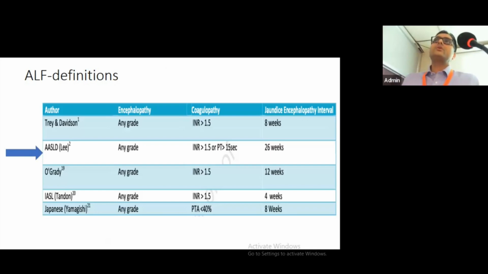So if you do not want to get confused and want to remember a single definition, it's better to remember the AASLD one. Although it is up to you, if you are comfortable with any other definition, but I would personally recommend this AASLD definition. AASLD stands for the American Association for the Study of Liver Diseases.